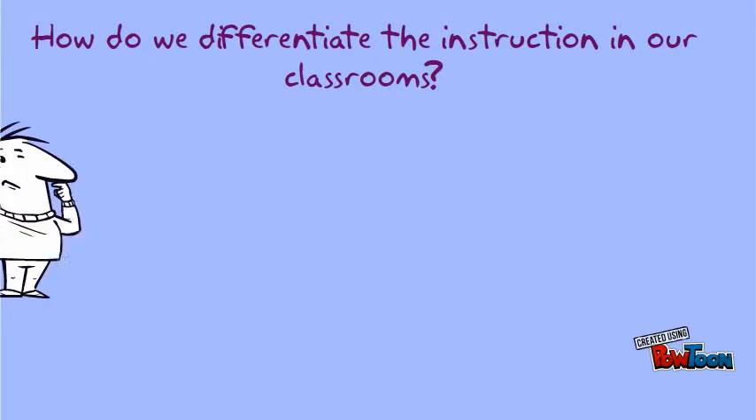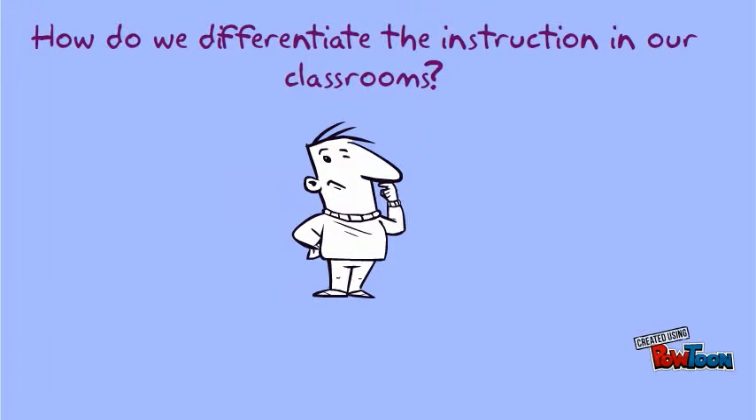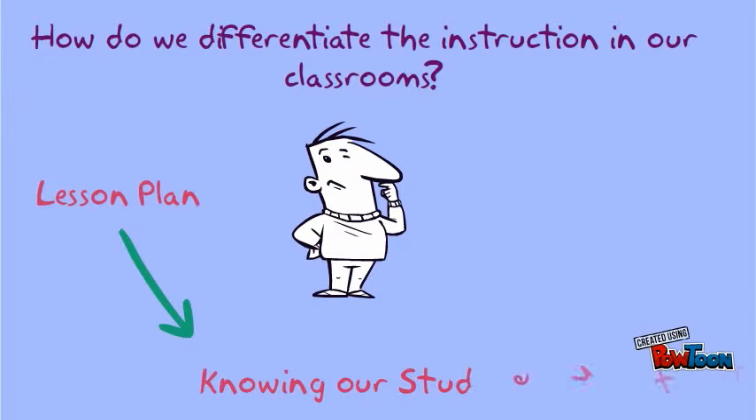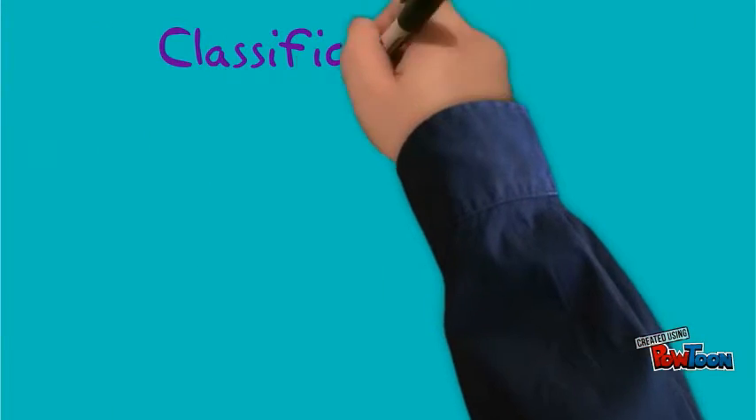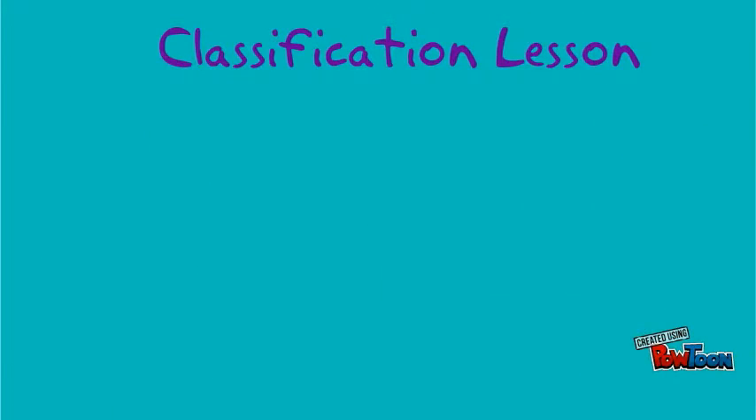So how exactly do we differentiate the instruction in our classrooms? We first look at the lesson plans we have to know what we are teaching. We then make sure we know our students. By knowing our students, we can know their individual needs. Based on our knowledge of the students, we can fit the instruction of the lesson plan to fit the needs of our students. In order to better understand differentiated instruction, let us look at a lesson plan on classification.